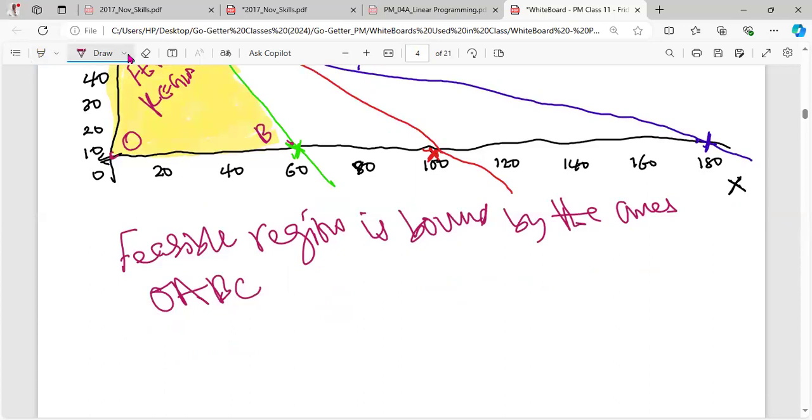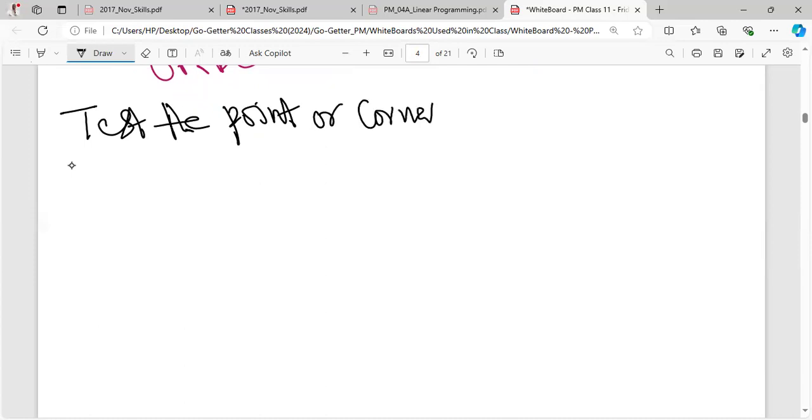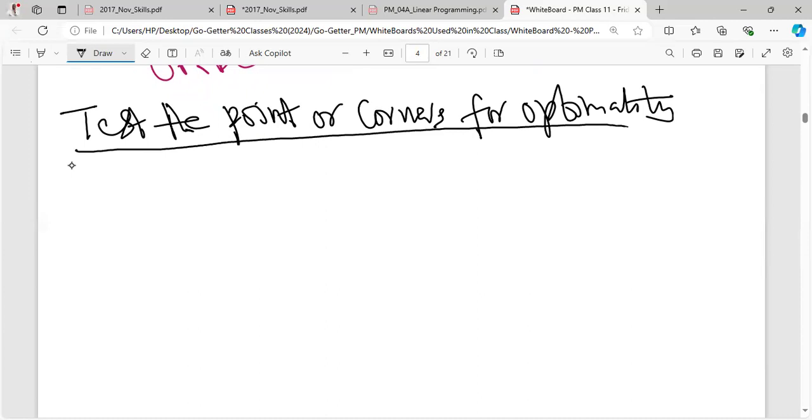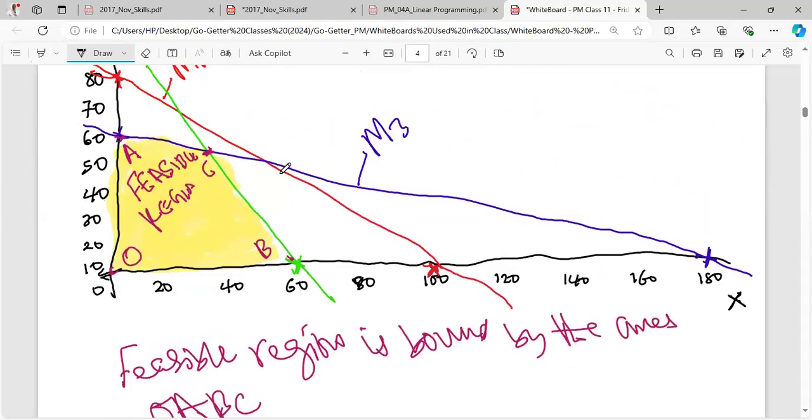Test for optimality. You will now test for optimality. So you test the points or corners for optimality. Now, why are we testing the corners for optimality? There is a theorem called the corner point theorem. The corner point theorem states that optimality can be derived at the points or corners.